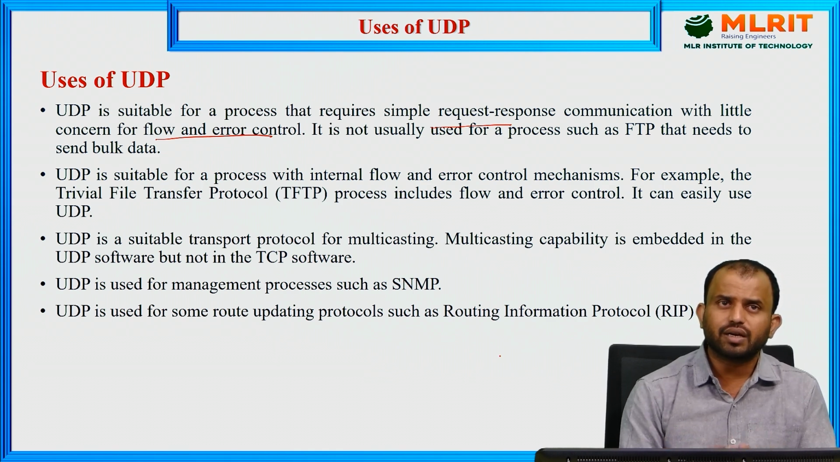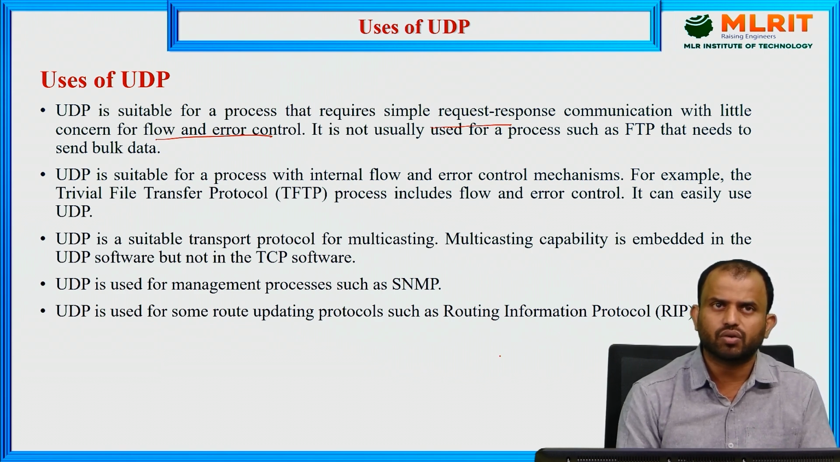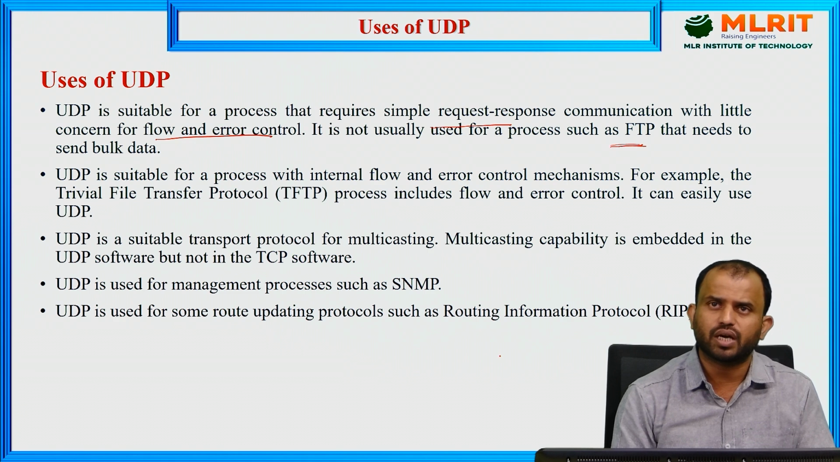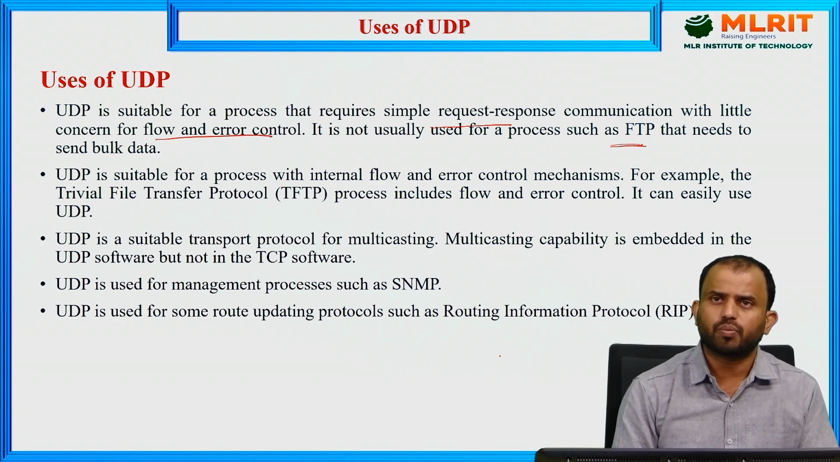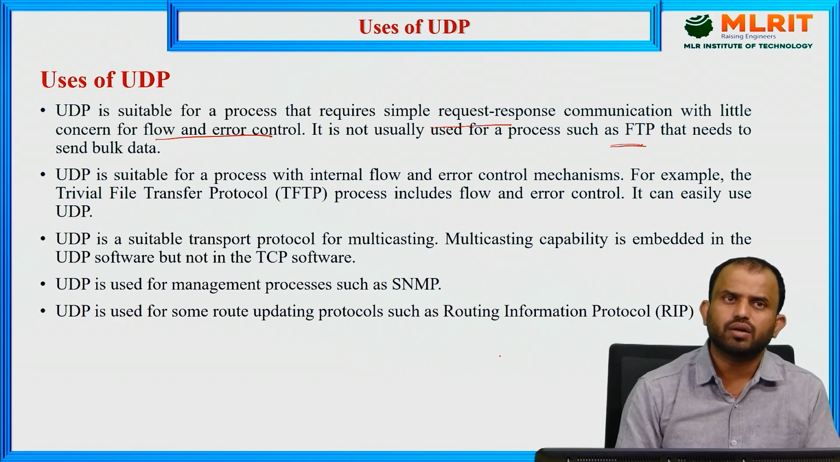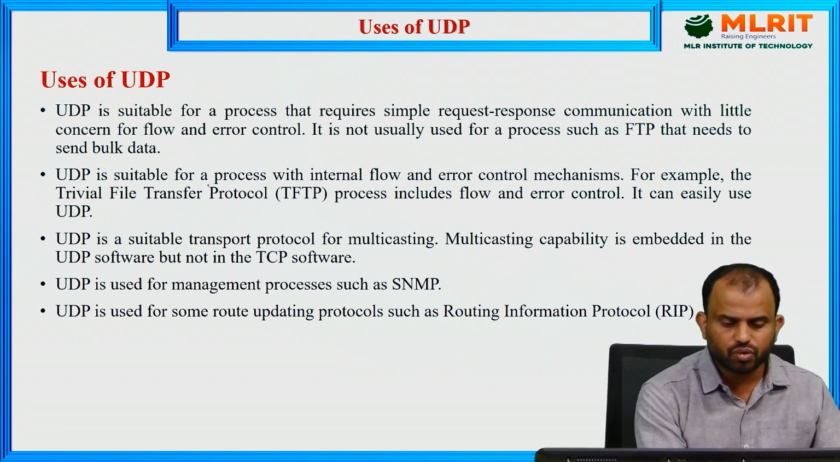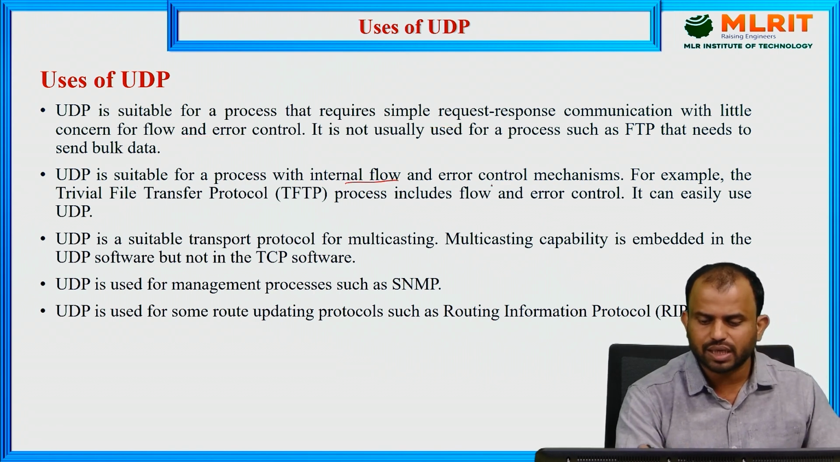So we have to be concerned about error control as well as flow control. So it is not usually used for process-to-process delivery. We go for the file transfer situation, which we call the FTP mechanism, the file transfer protocol, that needs to send bulk data. At the same time, UDP is suitable for processes that involve no internal flow or error control mechanism.